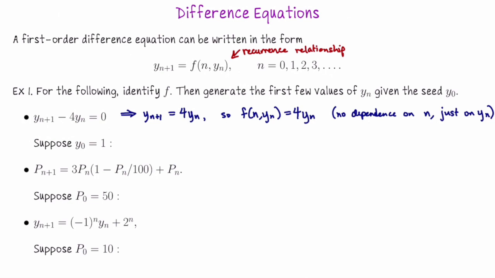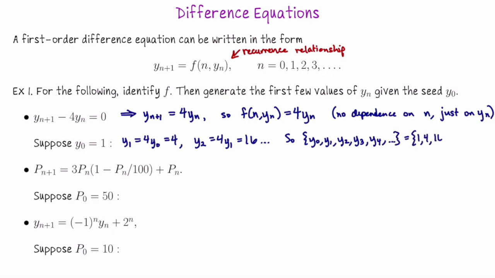Okay, let's suppose our initial seed is y0 equals 1. Then y1 is 4 times y0, which would be 4. y2 is 4 times y1, which is 16. So here we can spot a nice pattern. We're going up in multiples of 4. So if we write this out like a sequence, it would be the sequence 1, 4, 16, 64, 256, etc.